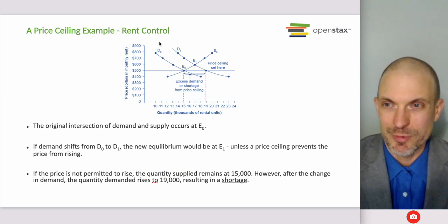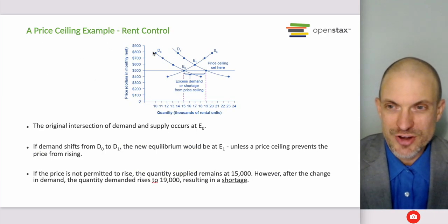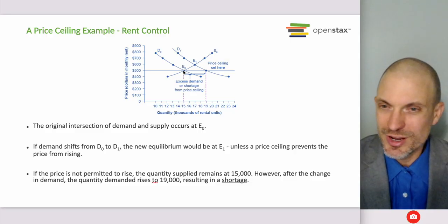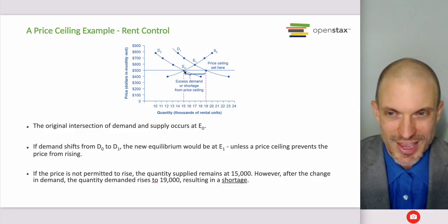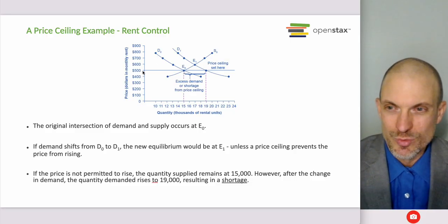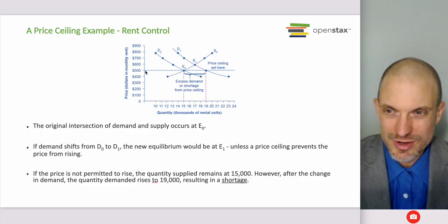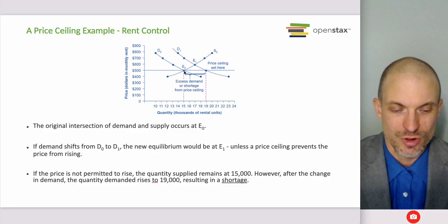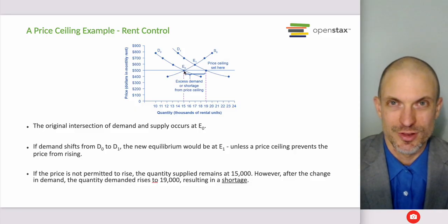Okay, so here's an example, rent control. Here's our initial demand, D naught. Here's our initial supply, S naught. And then we've got our price ceiling set at 500. The equilibrium is at 500. We originally set the price ceiling here at 500. No problem, no shortage, because we set the rent control at exactly the current prevailing level of rent.